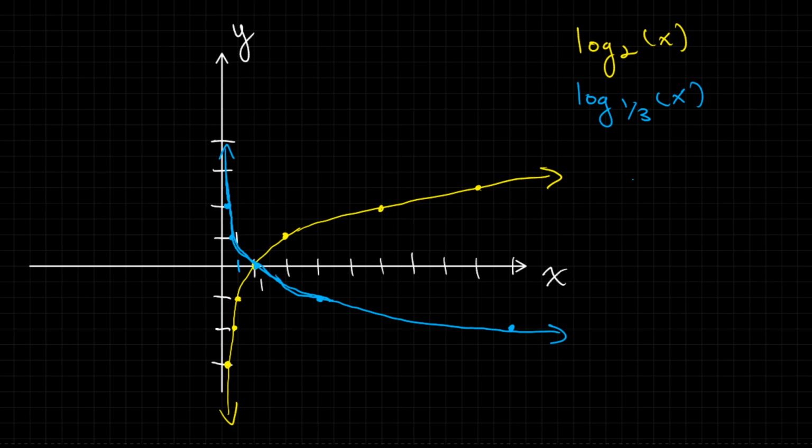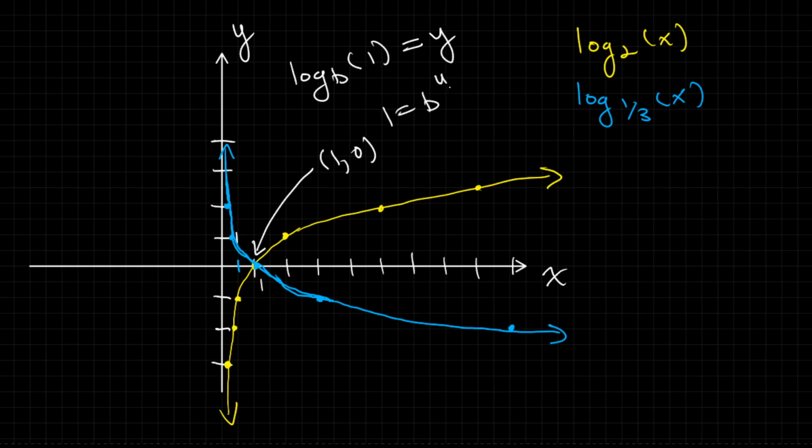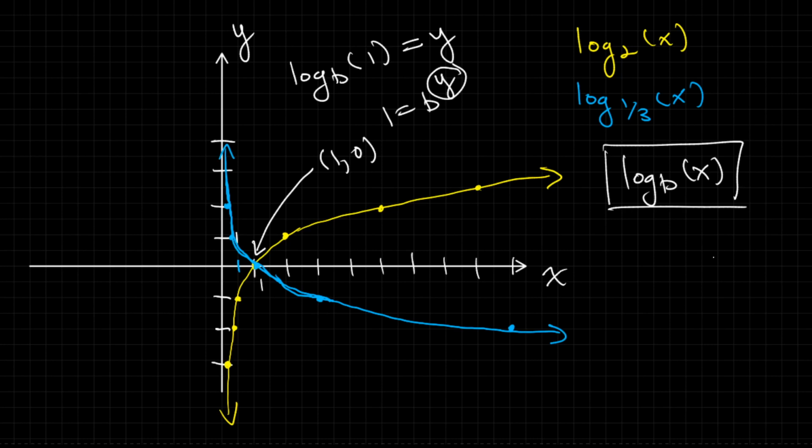There we go. I think it's worth pointing out here that both of these graphs go through the point 1, 0. And the reason is because if you take log base b of 1, you will always get 0, because when you convert to exponential form, you get that 1 is b to the y, and that means y would have to be 0. So any logarithmic function with base b that looks like log base b of x will go through the point 1, 0. This is analogous to the fact that every exponential function will always go through the point 0, 1.